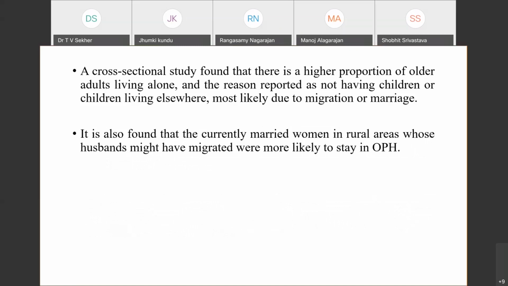A cross-sectional study found that there is a higher proportion of older adults living alone, and the reason reported was not having children or children living elsewhere, most likely due to migration or marriage. It is also found that currently married women in rural areas whose husbands might have migrated were more likely to stay in OPH.